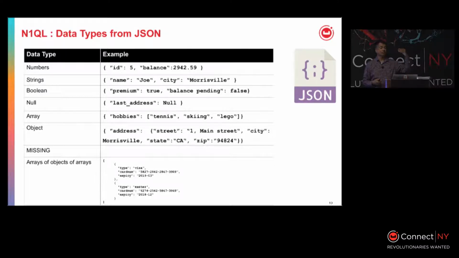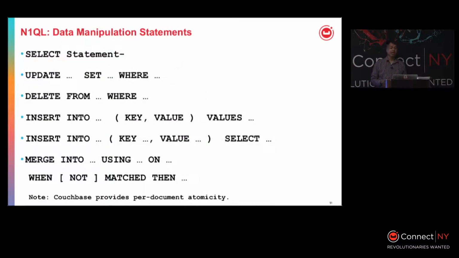Let's look at JSON data types. JSON itself has numbers, strings, booleans, null, arrays, and objects, and the beauty of it is you can have arrays of objects, objects of arrays, arrays of arrays, and so forth. That gives you the flexibility.